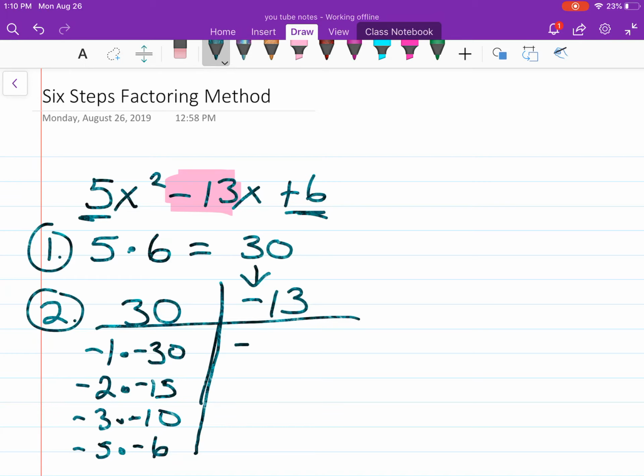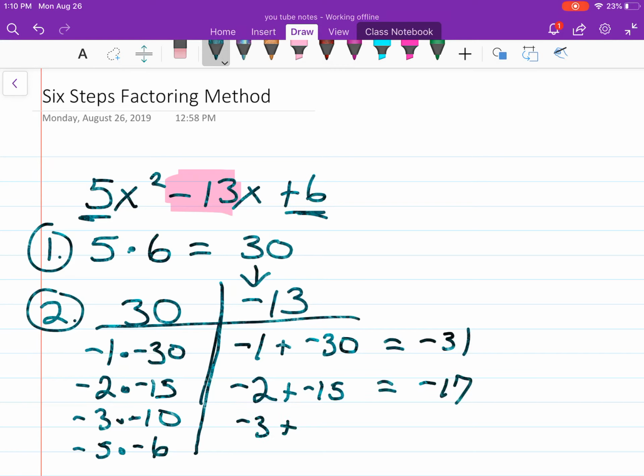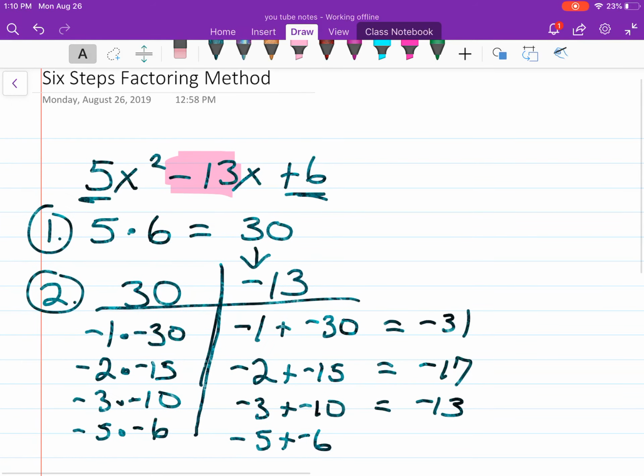So I'll come over here and say negative 1 plus negative 30, and that gives me negative 31. Negative 2 plus negative 15 gives me negative 17. Negative 3 plus negative 10 gives me negative 13. And negative 5 plus negative 6 gives me a negative 11.